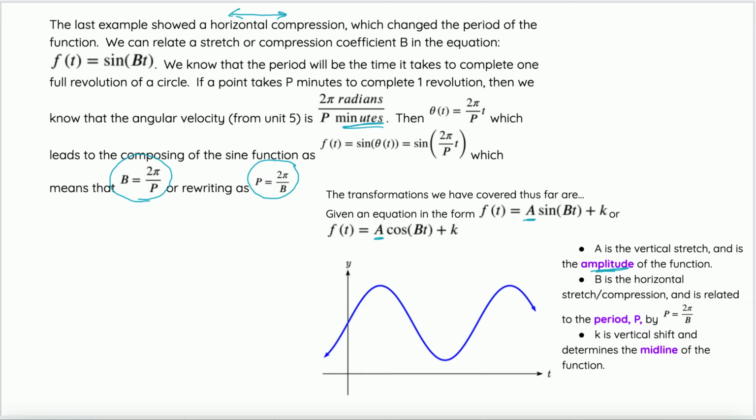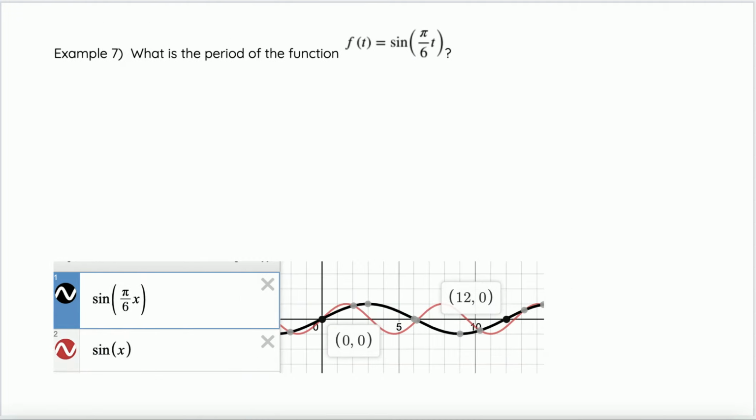Heading to the next slide, let's go a little bit deeper into the inside of the b value. What is the period of the function? We have f of t is equal to sine of pi over 6 t.